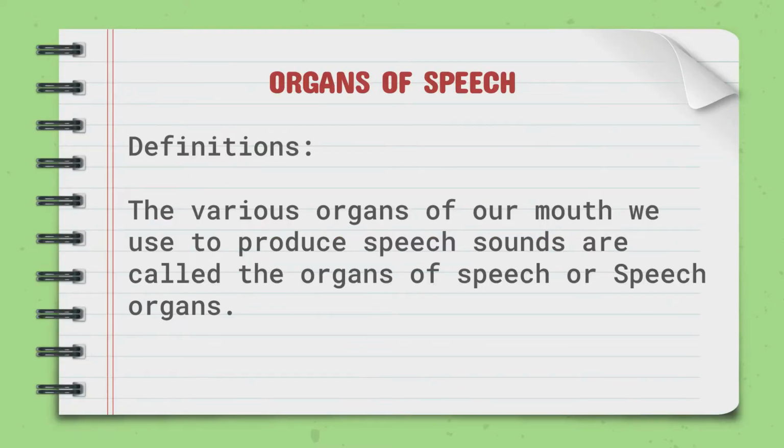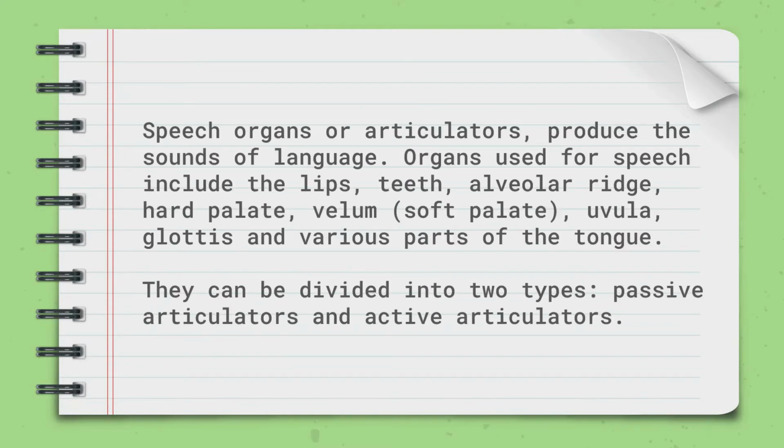This is the definition of organs of speech. The various organs of our mouth we use to produce speech sounds are called the organs of speech or speech organs. Speech organs or articulators produce the sounds of language. Organs used for speech include the lips, teeth, alveolar ridge, hard palate, velum, uvula, glottis, and various parts of the tongue. They can be divided into two types, passive articulators and active articulators.